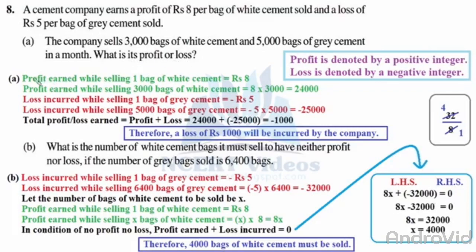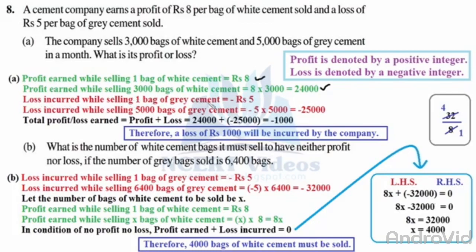Profit earned while selling 1 bag of white cement is 8, and the company sold 3,000 bags of white cement. That means total profit earned by selling 3,000 bags would be 8 into 3,000. Simply multiplying 8 into 3 gives you 24, and attaching 3 zeros to it gives 24,000 profit.